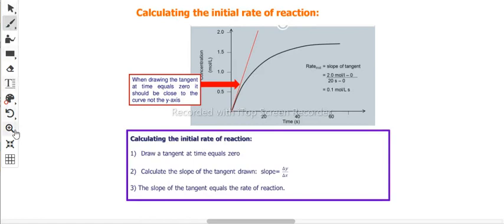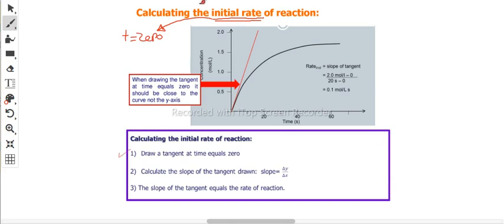Now we're going to continue with the last type of rate, which is the initial rate of reaction. The initial rate of reaction is very similar to the instantaneous rate, since we're going to calculate the rate at a specific time, which is the time equal to 0. So what are the steps that we're going to use for calculating our initial rate?